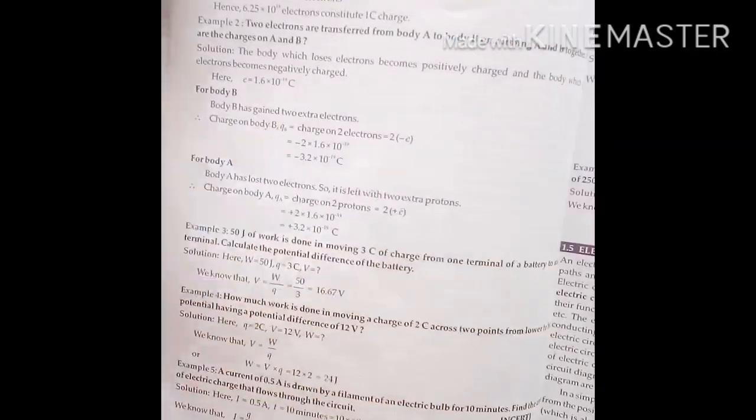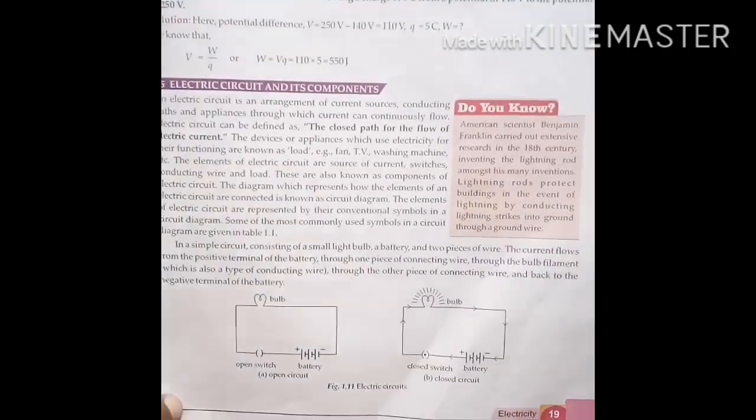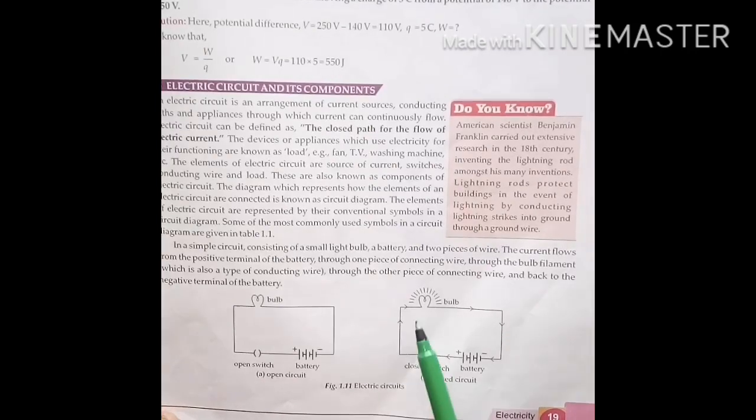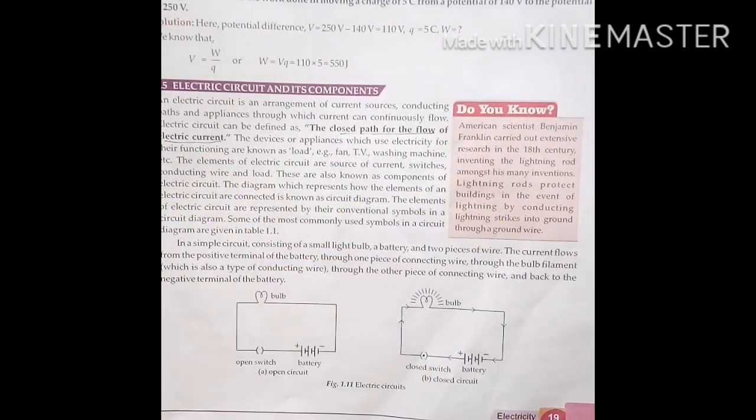Now let's have a look. What is an electric circuit diagram? This is an electric circuit diagram. An electric circuit diagram is a closed path for the flow of electric current. Electric current का flow का एक closed path है. This is the closed path.